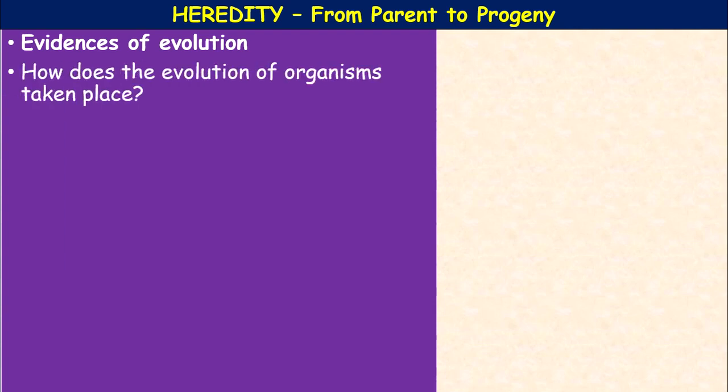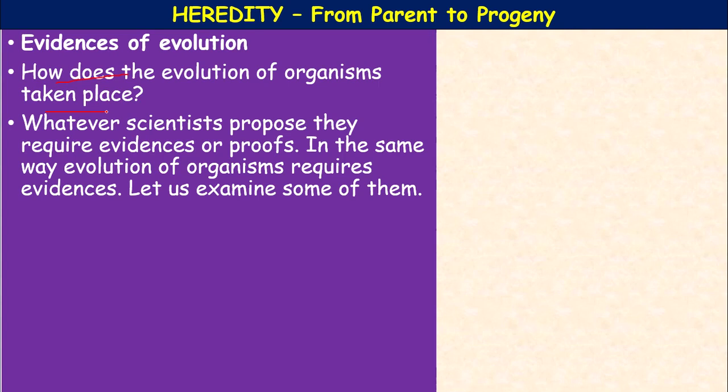Now, it is a very important concept we are going to enter into, evidences of evolution. What are the evidences of evolution? How does the evolution of organisms take place? Whatever the scientists propose, they require evidences or proofs. In the same way, the evolution of organisms requires evidences. Let us examine some of them.